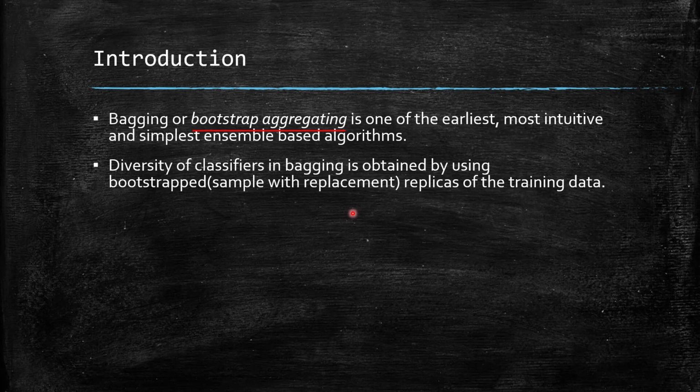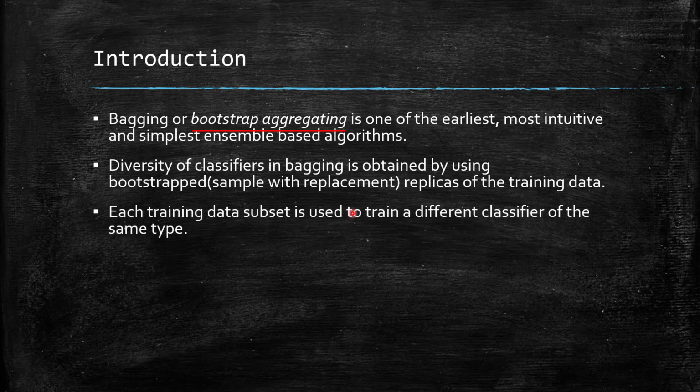Then we will be using those subsets for training purposes. Each training data subset is used to train a different classifier of the same type. This is important: in bagging, the classifiers we will be using are all of the same type. That's the main thing here. But the training subsets we will be creating are going to be created by the bootstrap method, so that's what contributes to the diversity.